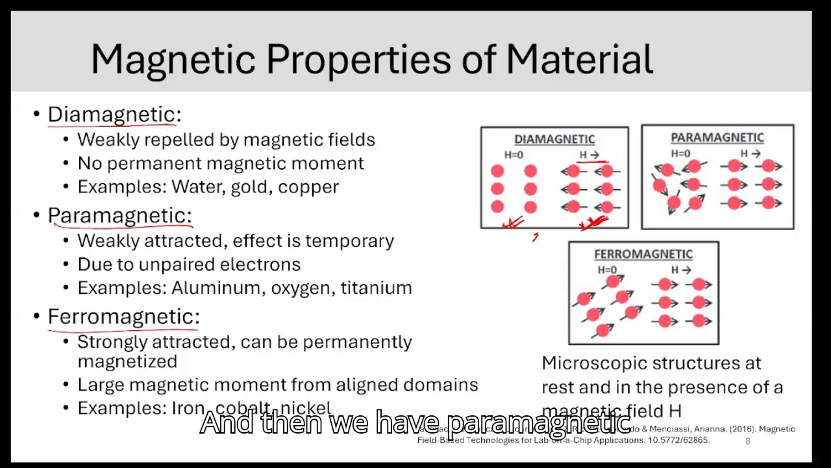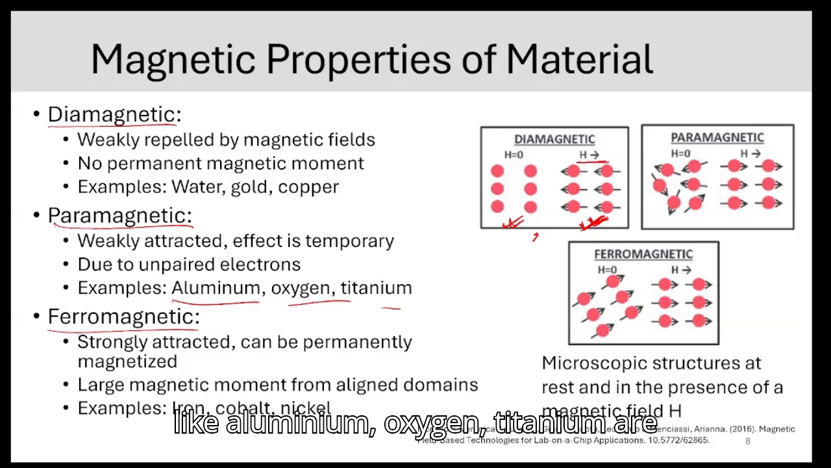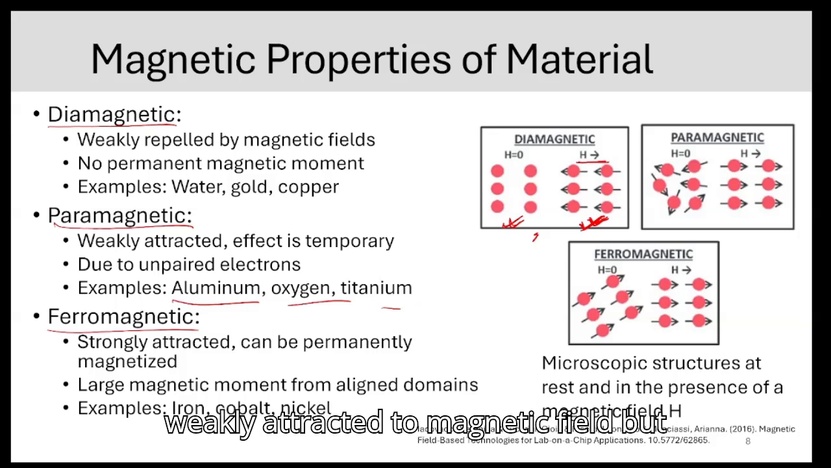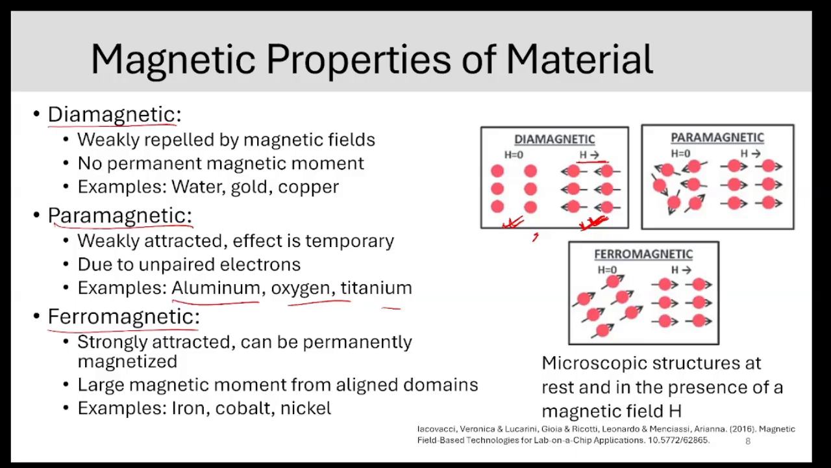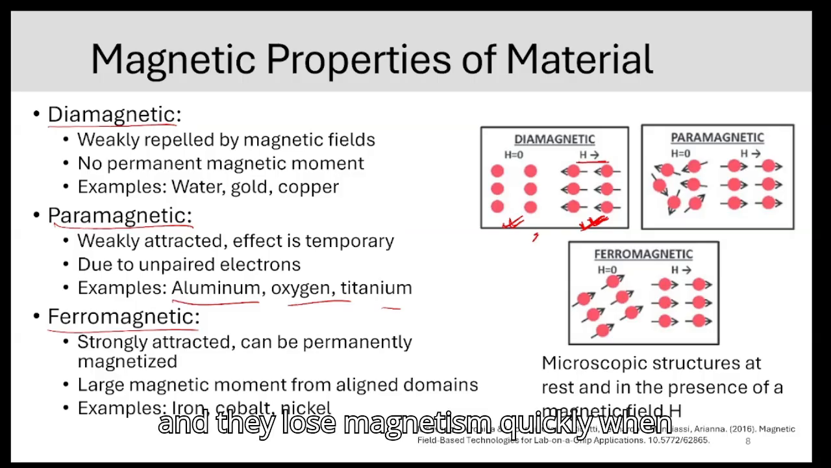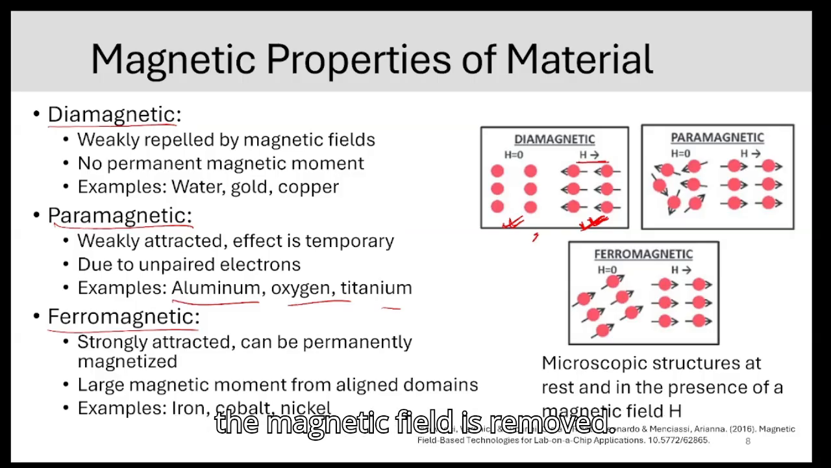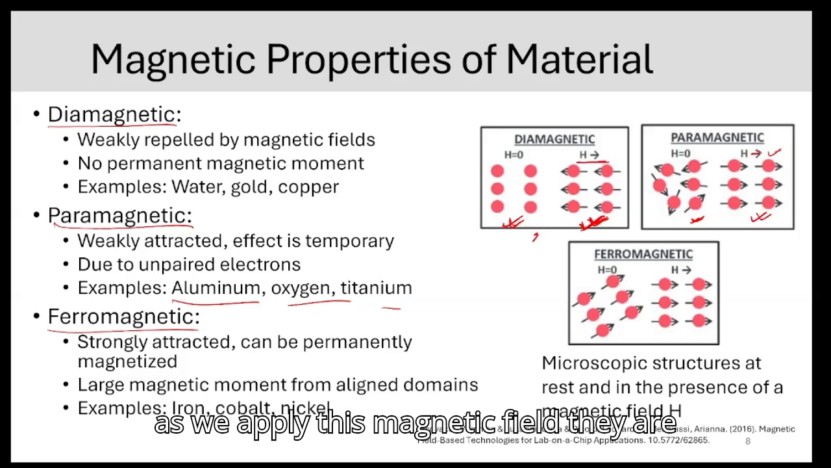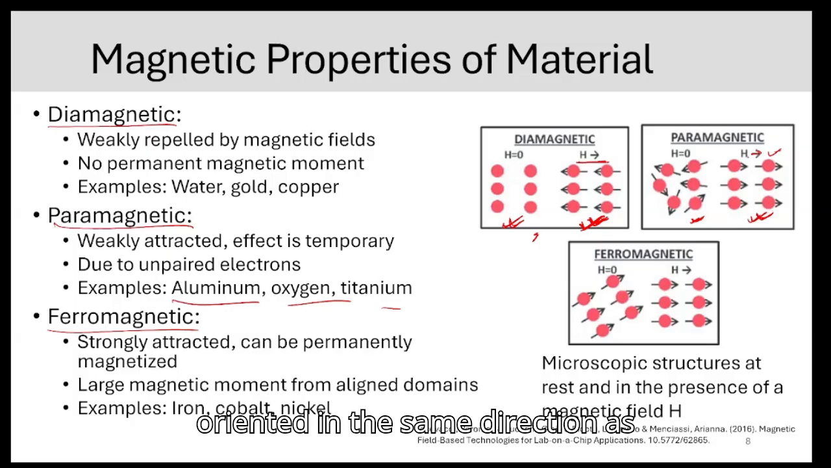And then we have paramagnetic materials, and these materials like aluminum, oxygen, titanium are weakly attracted to a magnetic field, but the effect is temporary. Their atomic magnets only align when the external field is present, and they lose magnetism quickly when the magnetic field is removed. We can see here the magnetic field, and as we apply this magnetic field, they are oriented in the same direction as the magnetic field.